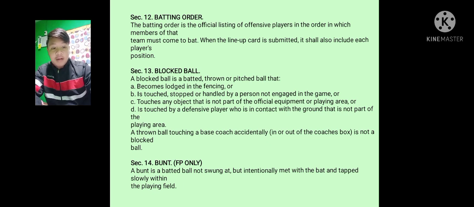Section 13, blocked ball. A blocked ball is a batted, thrown, or pitched ball that becomes lodged in the fencing, or is touched, stopped, or handled by a person not engaged in the game, or touches any object that is not part of the official equipment or playing area, or is touched by a defensive player who is in contact with the ground that is not part of the playing area. A thrown ball touching a base coach accidentally, in or out of the coach's box, is not a blocked ball.